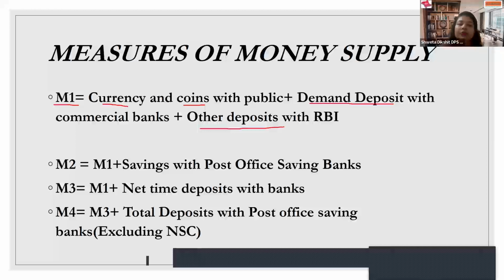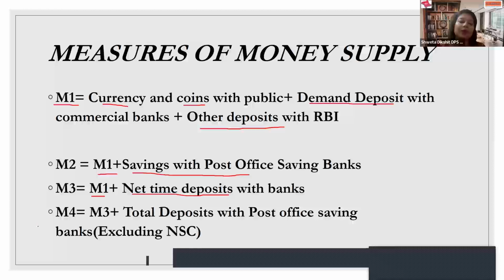Now comes M2. Although M2, M3, M4 are not in your syllabus, even then we cannot avoid it, because this is an additional topic and that can be a part of your question paper. So comprising all of M1 and savings with the post office banks, we measure M2. M3 is an even broader concept: M1 plus net time deposits. I hope you understand what time deposits are. Time deposits are the deposits which can be withdrawn after a certain time period, like recurring deposits and fixed deposits.